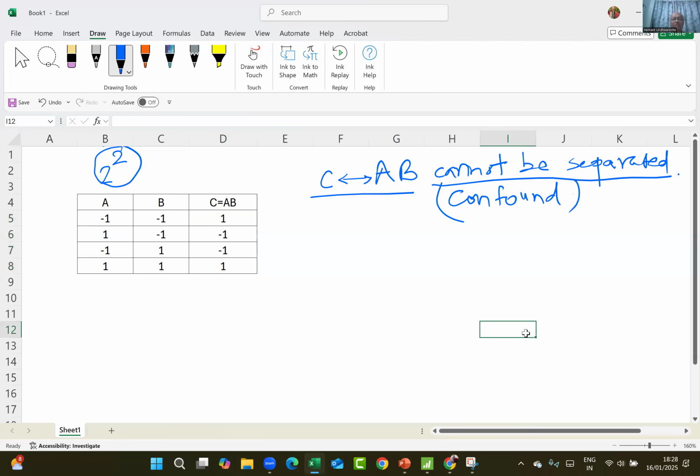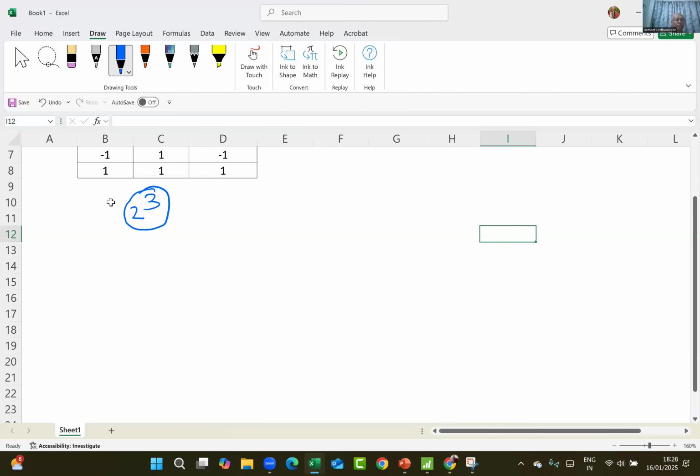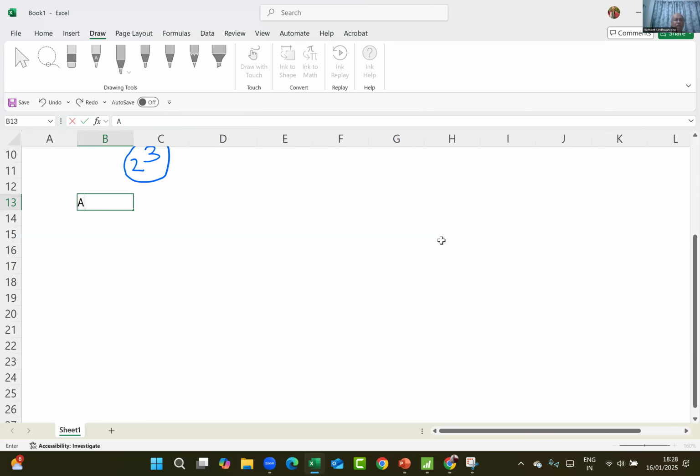Now, let us start with another design, a three-factor design. So I will say now I'll do a 2 to the power 3 design. That means I got A, B, and C. Obviously, 2 to the power 3 means there are 8 runs. Half of them will be -1 for C.